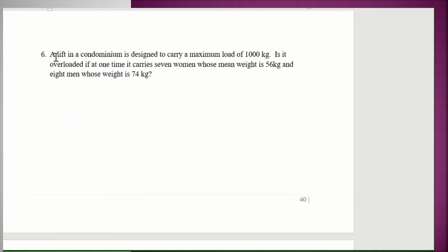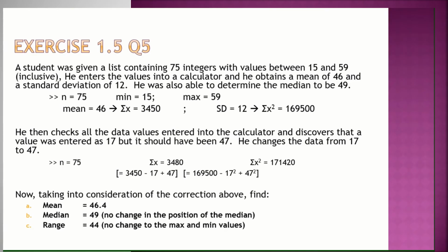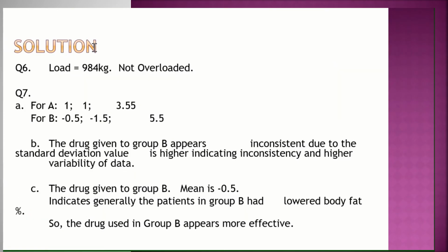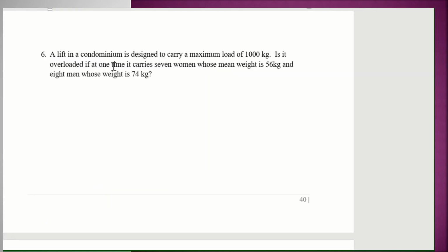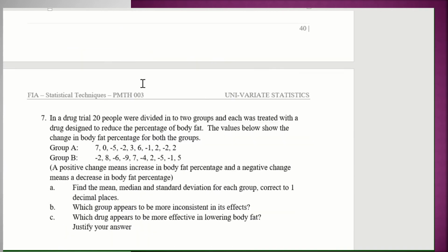Question 6. A lift in a condominium is designed to carry a maximum load of 1,000. Is it overloaded at one time if it carries 7 women whose weight is 56 and 8 men whose weight is 74? So you basically need to find the total weight. The total load will be 984, not overloaded. You know how to find, right? 7 times 56 plus 8 times 74. That's it. Actually, it's pretty simple.